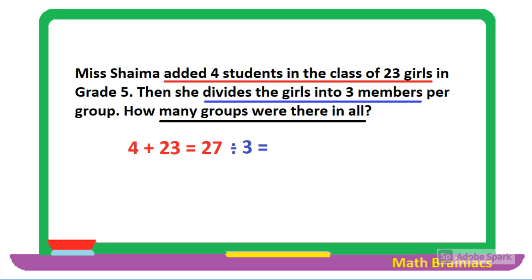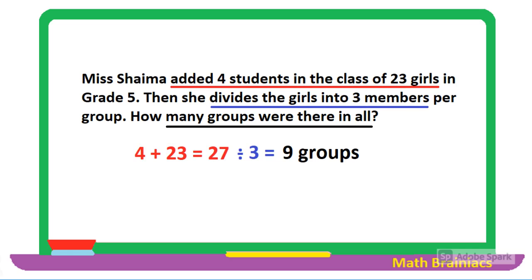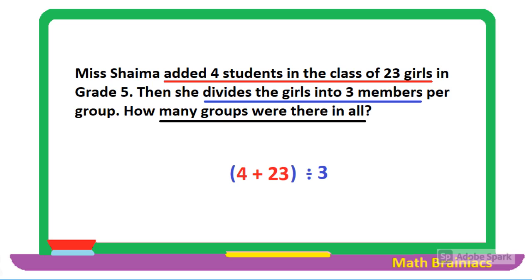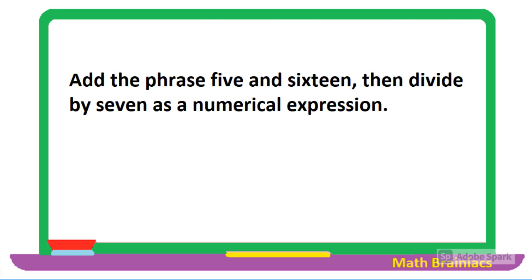The question is, how many groups were there in all? Subsequently, 27 divided by 3 will give us 9. Accordingly, there are 9 groups in the class of Miss Shaima. If you are going to write the numerical expression of the problem, you can see that there is 4 plus 23 enclosed with a parenthesis divided by 3. Let us work on another example so that you can understand it well.